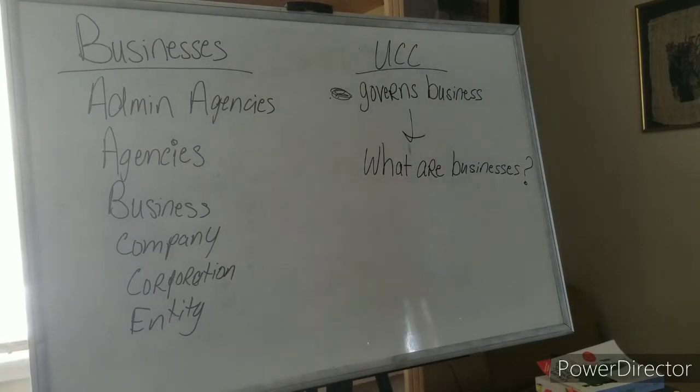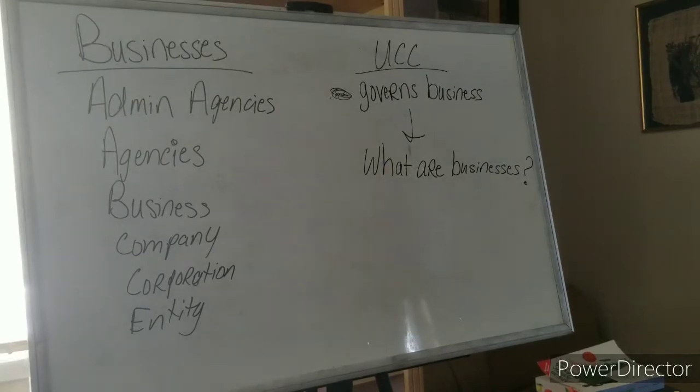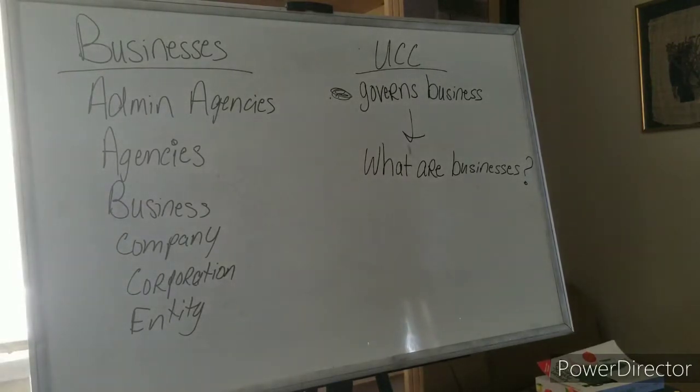So, these are all businesses. An entity, a corporation, a company, business, agencies, no matter what type of name they have in front of them. If it says it's an agency, it is a business. So, what does this all mean?